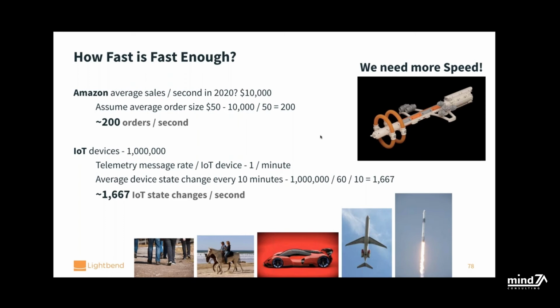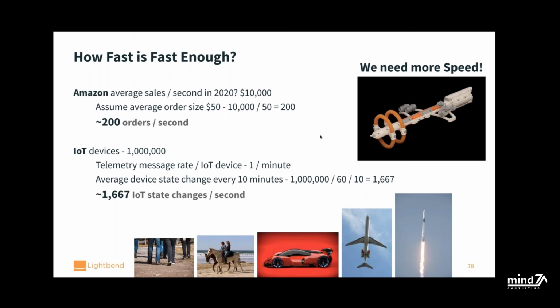But I took some data from some information about Amazon, and the number I got was that they were doing on average around $10,000 in sales per second in 2020. So I just ran a little math on that, and this was just me doing some guesstimation, just playing a little bit. All right, let's assume that every order is on average around $50.